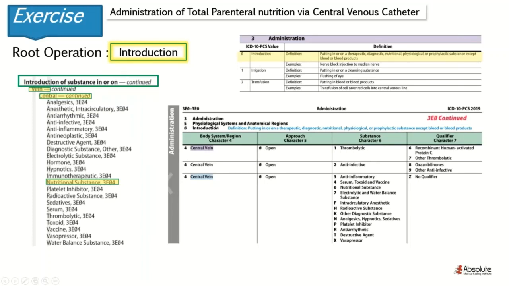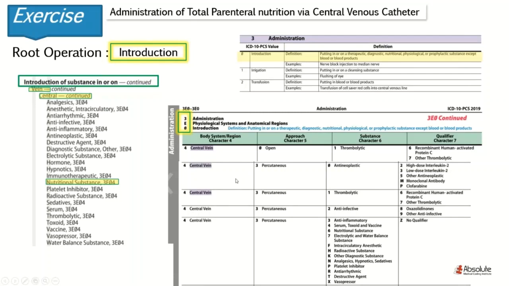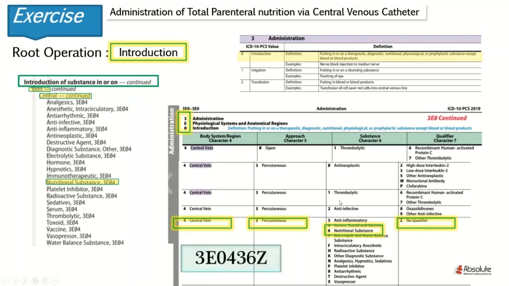3E0. This is administration, physiological systems, and anatomical regions. Introduction. This is correct. And let's look for our, okay, I knew it wasn't there. We had to scroll down a little more, and you see this little 3E0 continued. Make sure you read your notations. And I went all the way down and I found my code. The central vein is my body system or region. My approach is percutaneous, but this substance is really what told me that I needed to look further, because I needed to look for my nutritional substance, our sixth character, value 6, and the final character and the final value will be Z, and the code is 3E0436Z. All right, coders, how are you coming along?